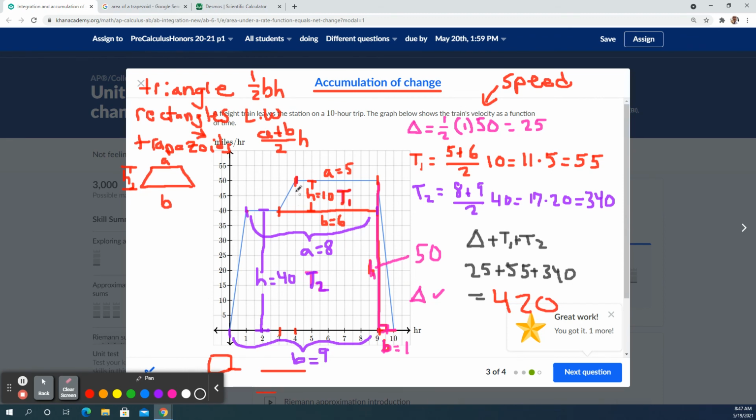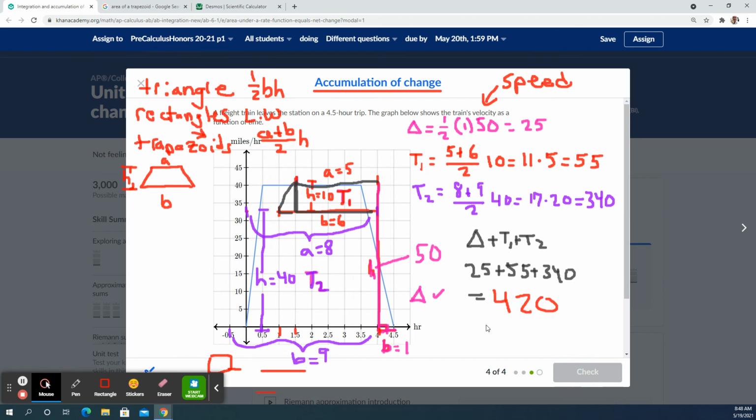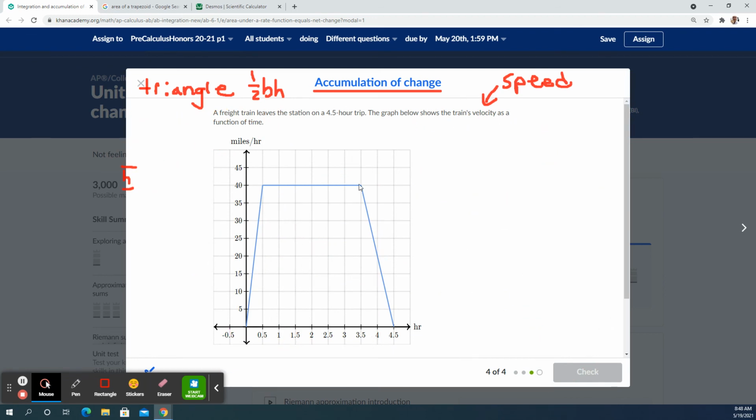So just as an example, I could have broken this one up into a rectangle here and a triangle here and added those two together. It would have been one more additional formula I'd have to use. But if you forget the trapezoid formula, you can always make it into triangles and rectangles. All right, the rest of them should be very similar. Let's take a look at the next one. And yes, there you go. This one's a straight trapezoid, so that's not too bad.